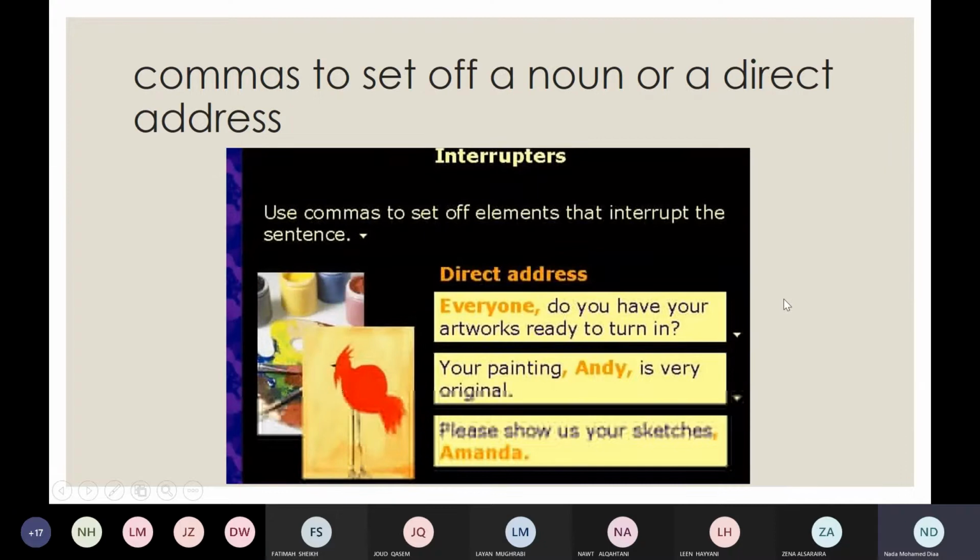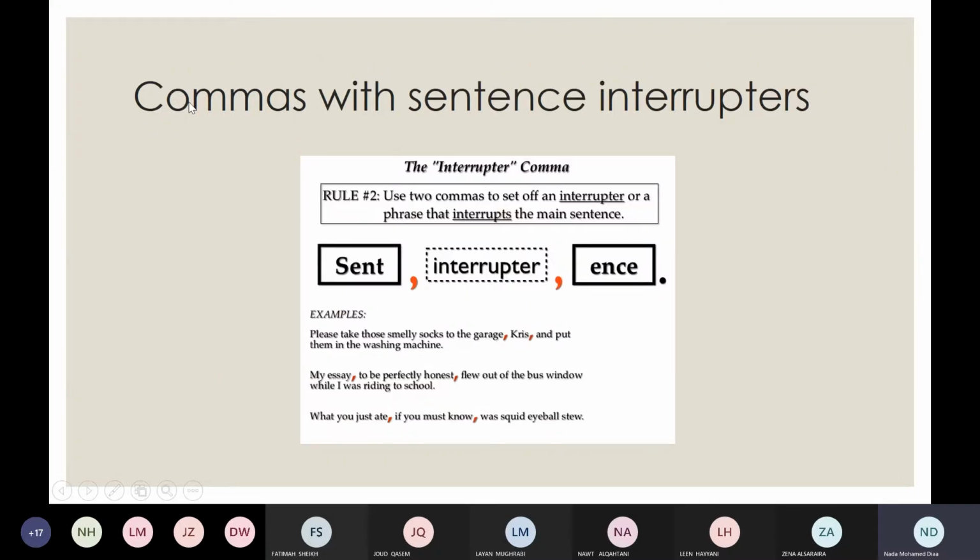Before we move on, I love this. Why? Because it shows you exactly what the interrupter is. Look, I have here a whole sentence, and there is an interrupter in the middle between two commas. This is the lesson: a sentence, and the interrupter is in the middle. Like, please take those smelly socks to the garage and put them in the washing machine. It is correct, but you added Chris in the middle. Chris is not important, so put it between two commas.